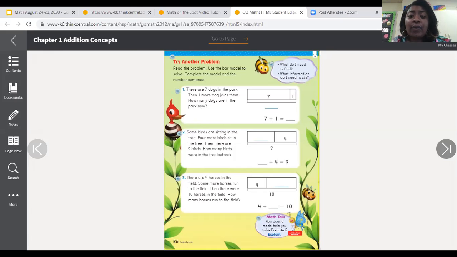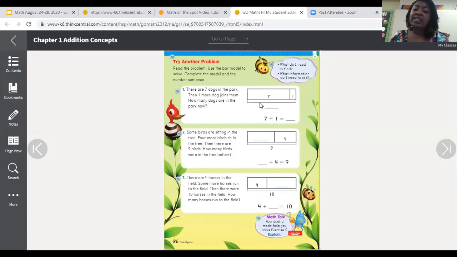So let's look at number 1. There are 7 dogs in the park. Then 1 more dog joins them. How many dogs are in the park now? Now this right here is our bar model, or our part-whole model. So we have to take the parts that we know to figure out the whole number. So for this example, it's mostly done for us.